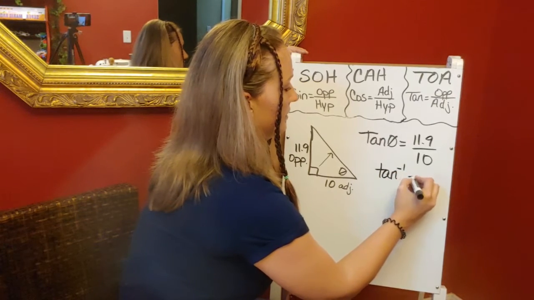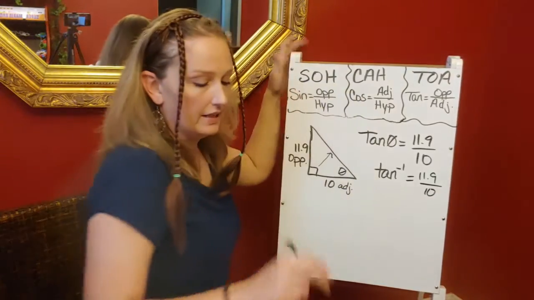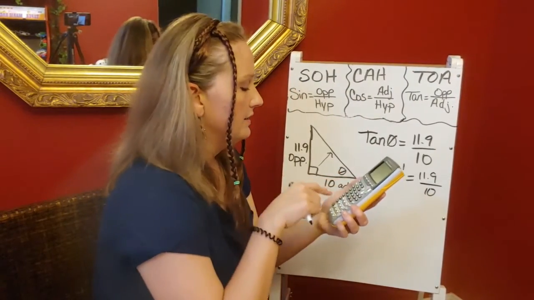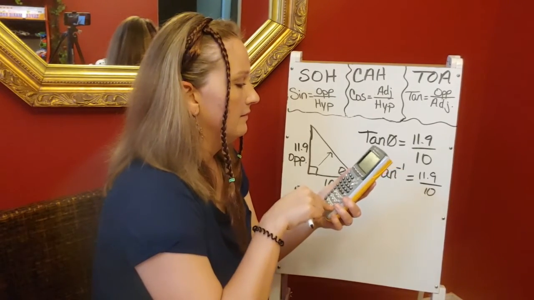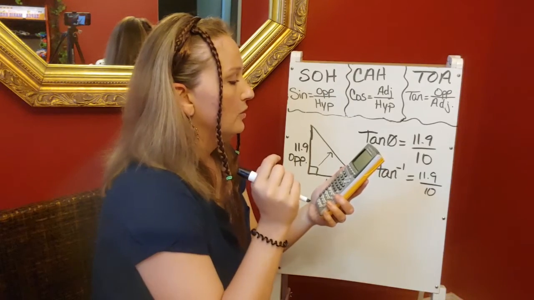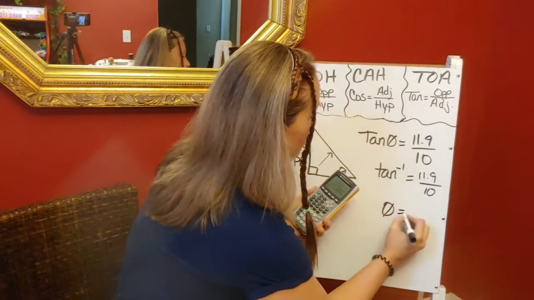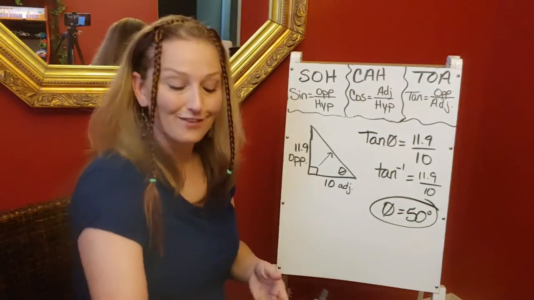So I'm going to do the inverse of 11.9 over 10. So I'm going to come to my calculator, hit second tangent, 11.9 divided by 10. And I get 49.958. So if I round that up to the nearest tenth, theta is 50 degrees.